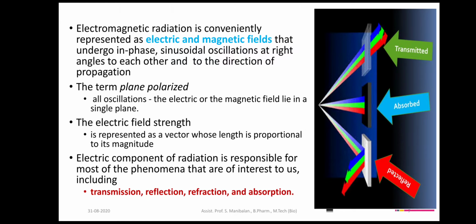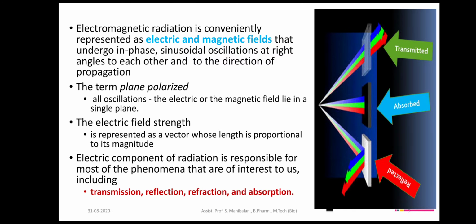Okay, coming to this slide, electromagnetic radiation is conveniently represented as electric and magnetic fields. We already knew that. They oscillate perpendicular to each other and to the direction of propagation. We should understand the term plane polarized: it means we are restricting the polarization of light from all directions, so that we get a single direction, because we need plane polarized light for the sample analysis. All oscillations of the electric and magnetic fields lie in a single plane, which is called plane polarized.